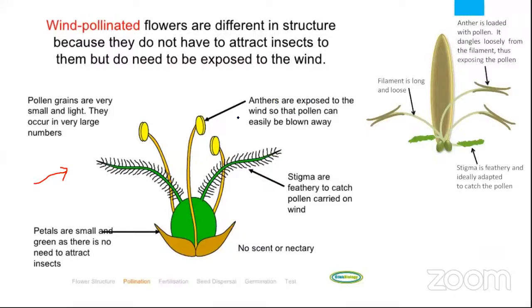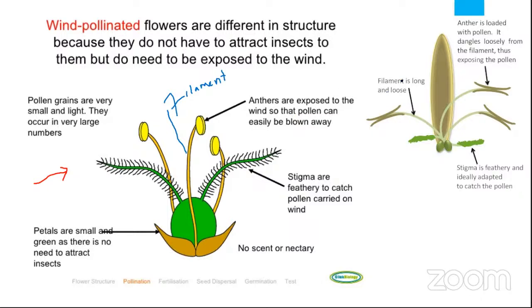Anthers are exposed to the wind so that pollen can easily be blown away. So what adaptation is there? How do you name this part that has exposed them? Filament. This is a filament. So it has a long filament which holds the anthers, so that anthers are exposed to the wind so that pollen can easily be blown away.